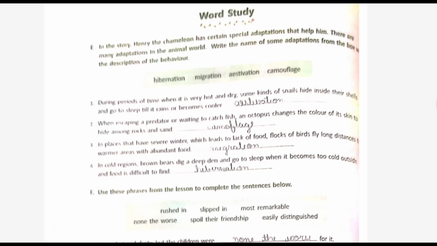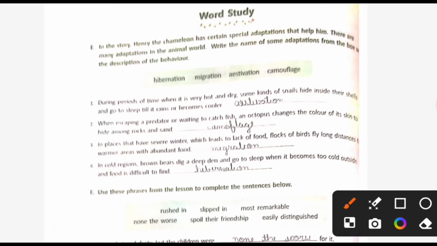ठीक है, तो फर्स्ट वन. During periods of time when it is very hot and dry, some kinds of snails hide inside their shells and go deep till it rains or becomes cooler. ये होता है estivation. Second, when escaping a predator or waiting to catch fish, an octopus changes the color of its skin to hide among rocks and sand.